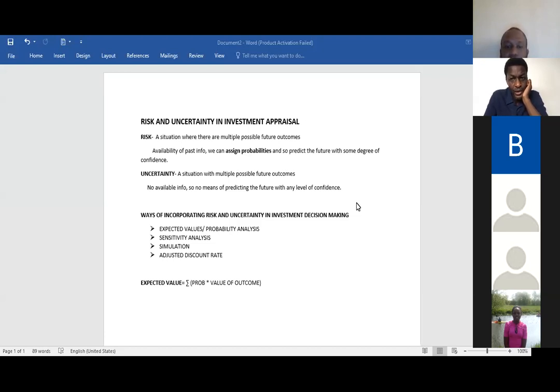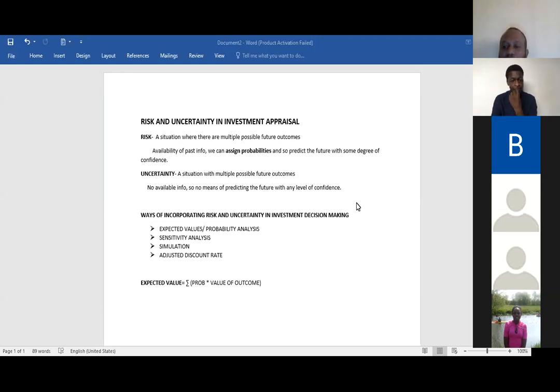Okay, so simulation is basically creating multiple scenarios using computer modeling and being able to incorporate the different possible expectations, and assigning probabilities based on the expectations.